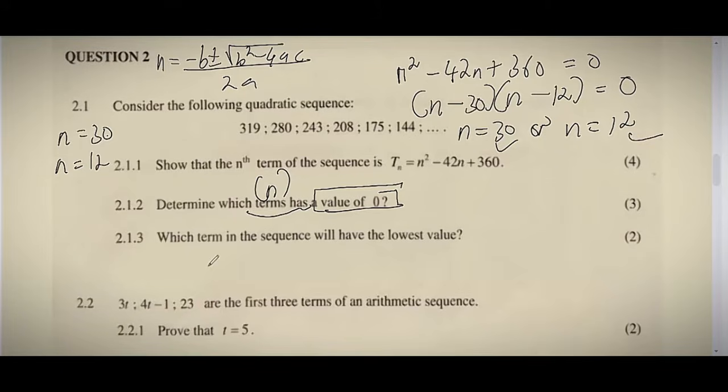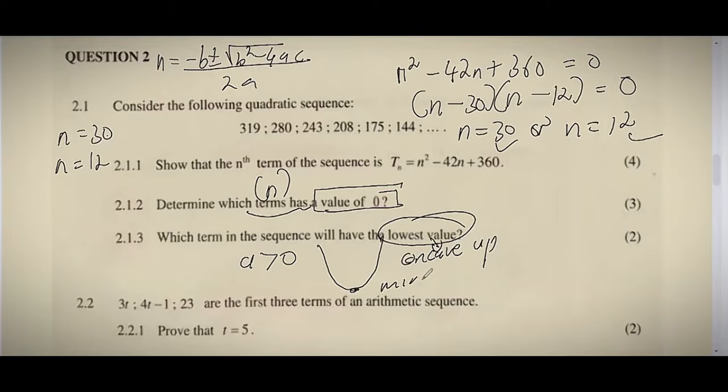Then which term in the sequence will have the lowest value? Now, why are they asking about the lowest value? It's because, look at this, our a is greater than 0. And if our a is greater than 0, what shape does this form? It's a concave up graph. And the concave up graph has a what? A minimum value. Now, the minimum value is the lowest value for that quadratic number pattern. So you see the relationship.